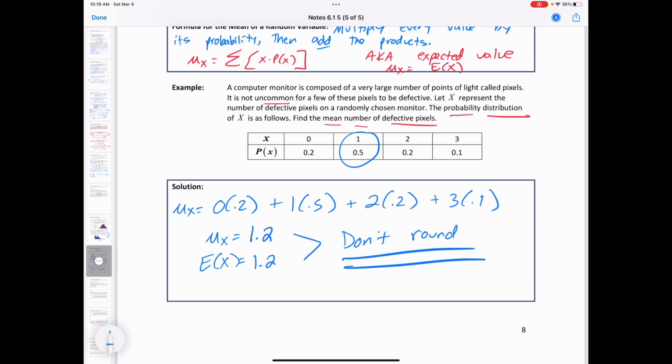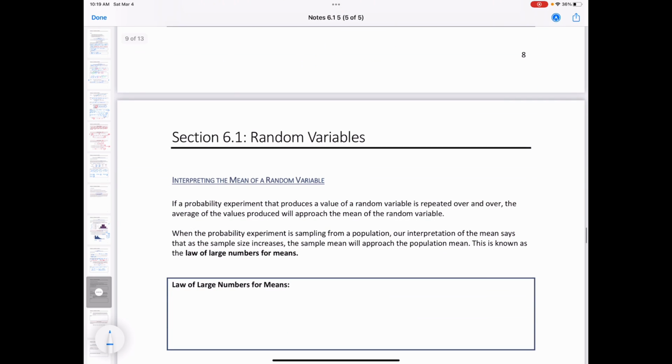And what that means, obviously the computer person is not going to go in and find 1.2 pixels, but in the long run, after many computers, they're going to expect an average of 1.2. If they wrote down their whole life the number of defective pixels and averaged it out, it's going to approach 1.2. And let's talk about that a little bit more mathematically.